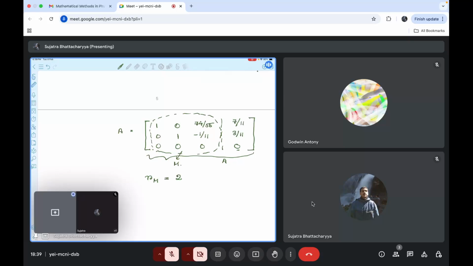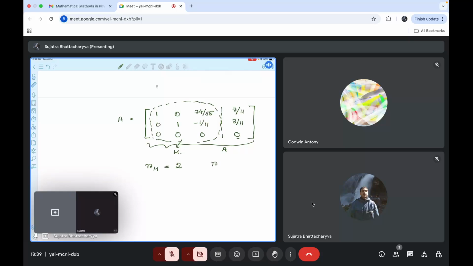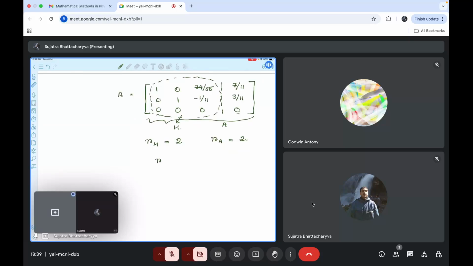Still you are getting 2, right? This entire row is 0. So, the rank of the augmented matrix again comes out to be 2. Excellent. So, Rn is equal to Ra, which is equal to 2.